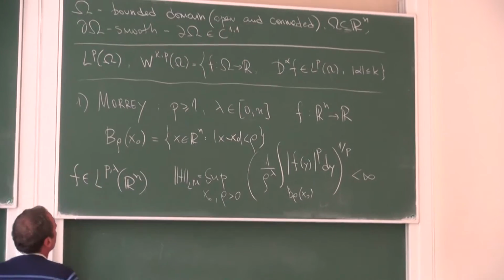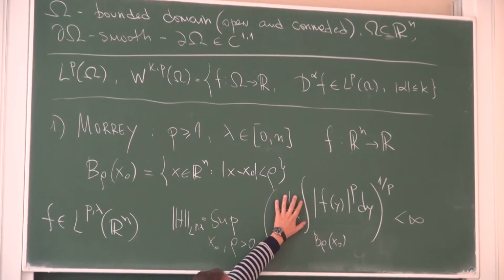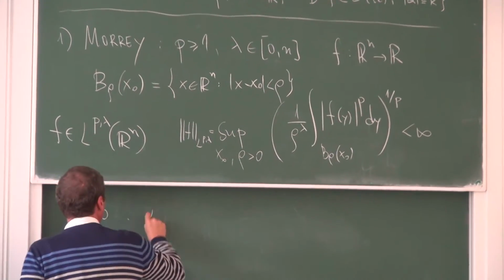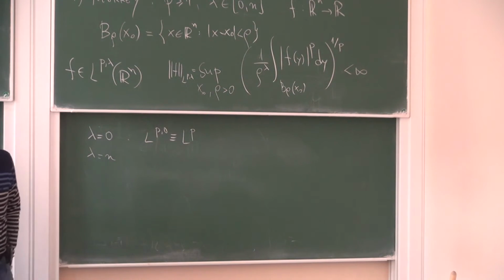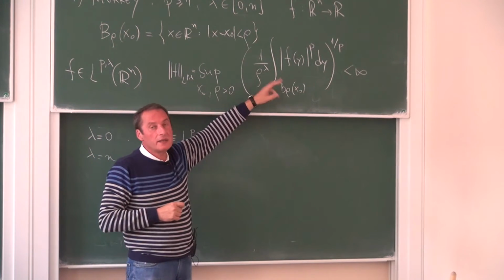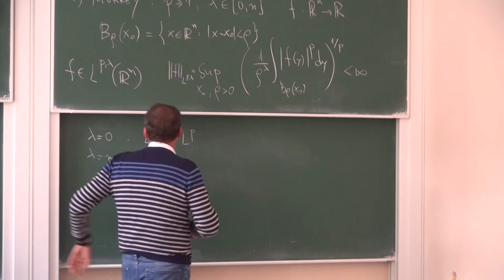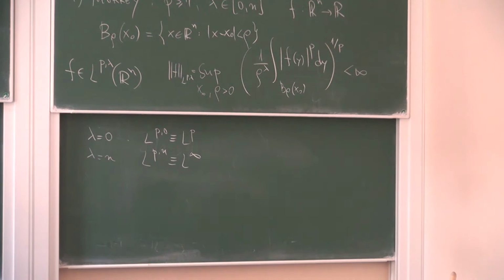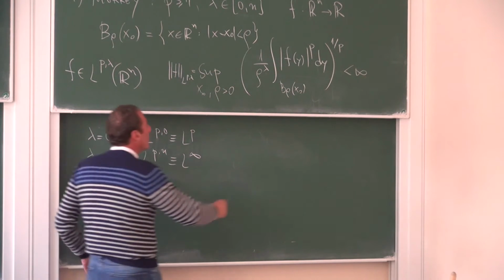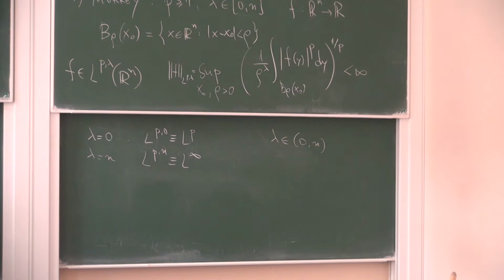Well, what happens in the extreme cases? If you take, for example, lambda equals 0, then this denominator here disappears and you obtain exactly L^p. In case lambda equals the space dimension n, then this rho raised to power n is comparable to the measure of the ball with radius r. So here you have the mean integral of f, and it means that this extreme case gives you L infinity because of the Lebesgue differentiation theorem. So what are the interesting cases? The cases where lambda stays between 0 and n, the space dimension. The Morrey spaces have various important properties.